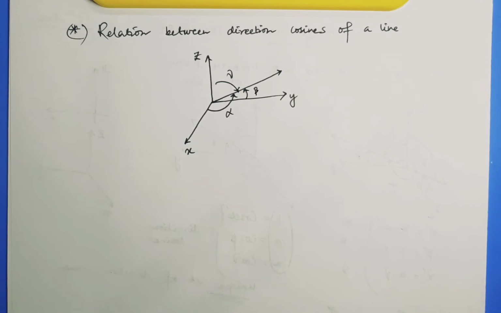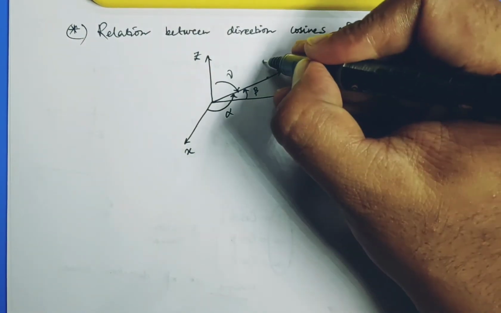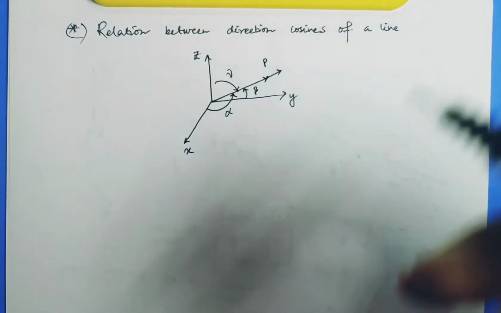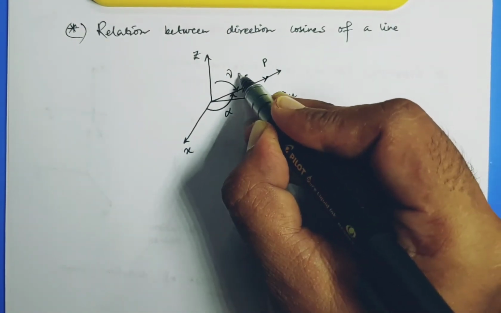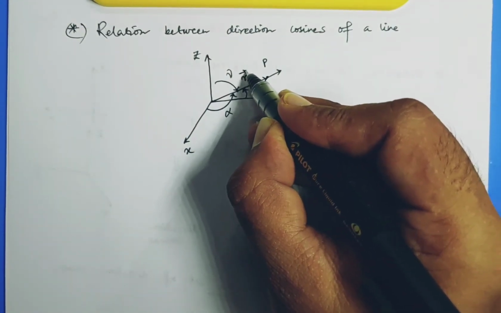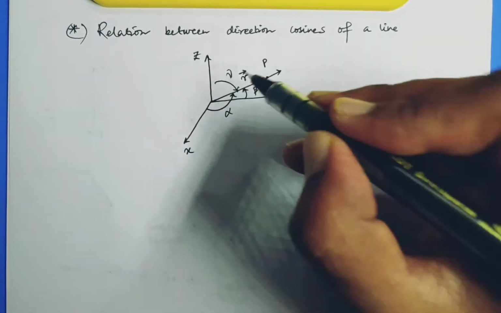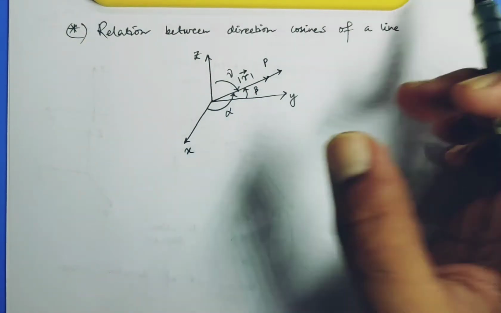Now we have an important part here. Suppose we take a point P here, right? Now if I take a length from here, so it will be what? Let us take that vector to be r vector. Now what is the length of this one? It will be modulus of r, right? Why am I doing this? I want to find the cos alpha, cos beta, cos gamma. That's the reason I'm just putting a small length.